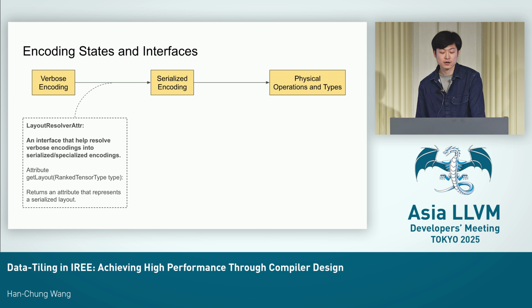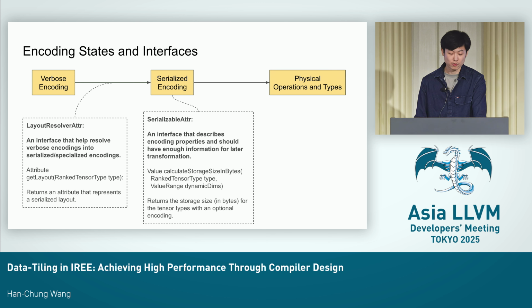One of the key interface methods is getLayout, which takes a ranked tensor type as input and returns a new attribute that represents a serialized layout. Then we define the serializable attribute interface that describes the properties for serialized encodings. Once an encoding is serialized, it is expected to have enough information for stream tensor ops lowering.